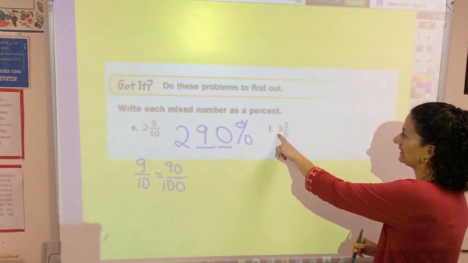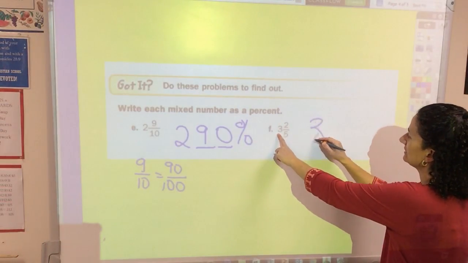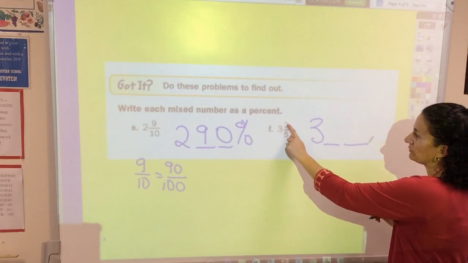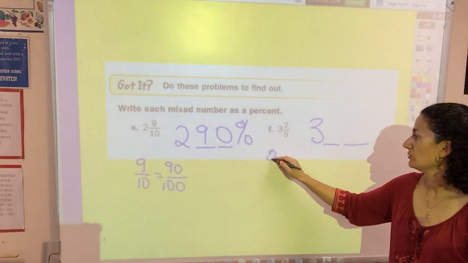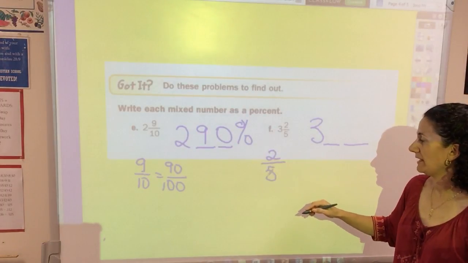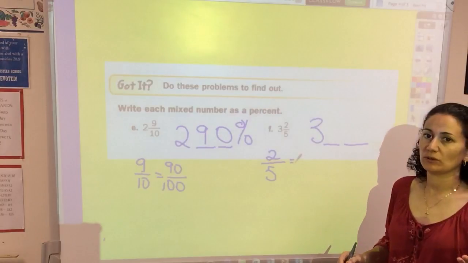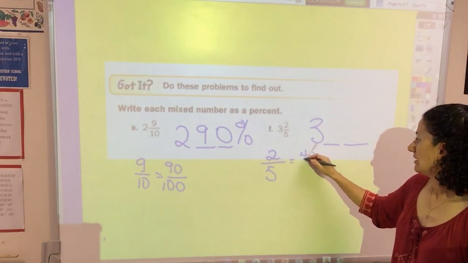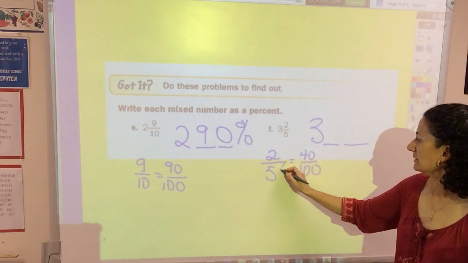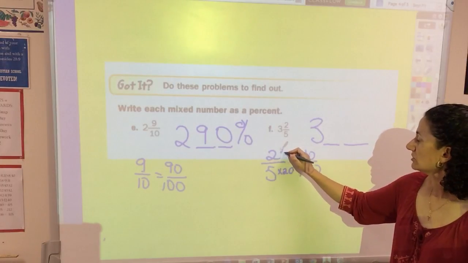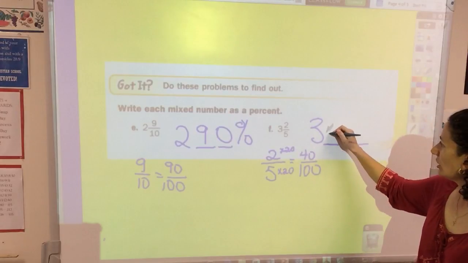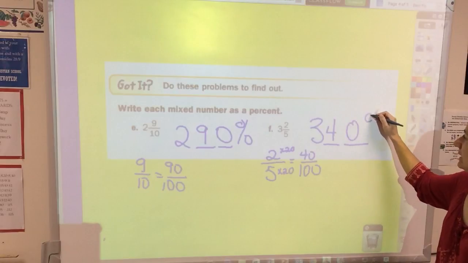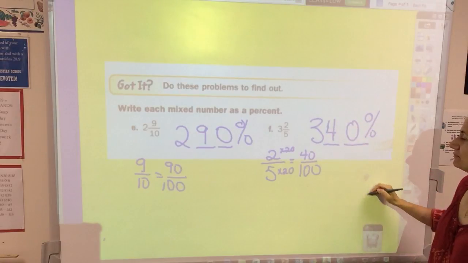Second one, again, we're going to have 300 something percent because of the 3 wholes here. And we've got 2/5. You may have memorized that one as well by now. We know that 1/5 is 20%. 2/5 is 40%. It's 40 out of 100 because 5 times 20 is 100, 2 times 20 is 40. So 3 2/5 is 340%. Did you get that one right?